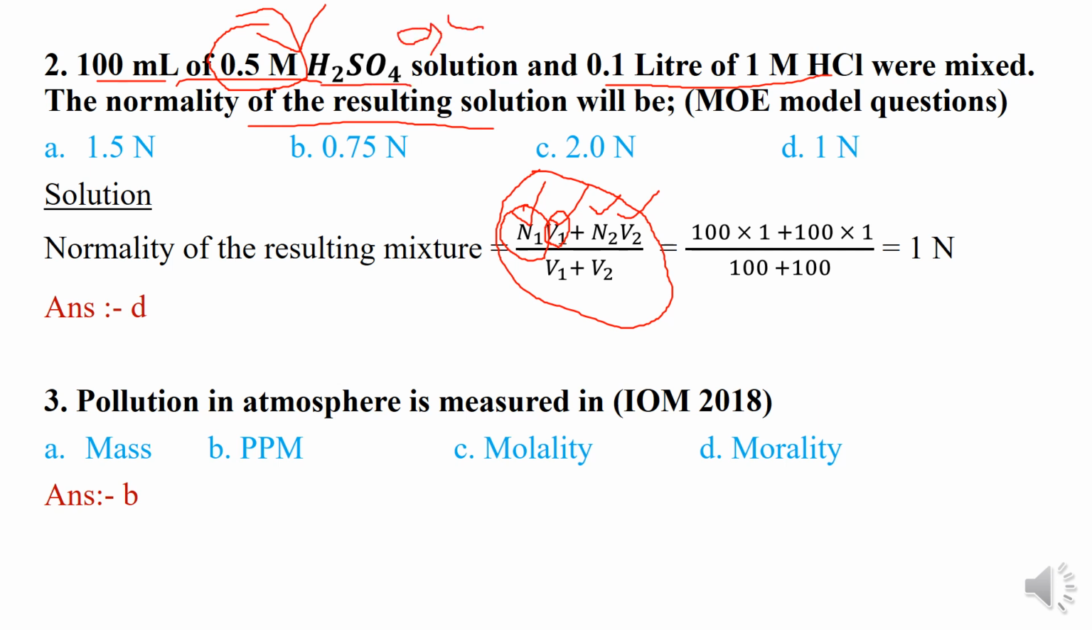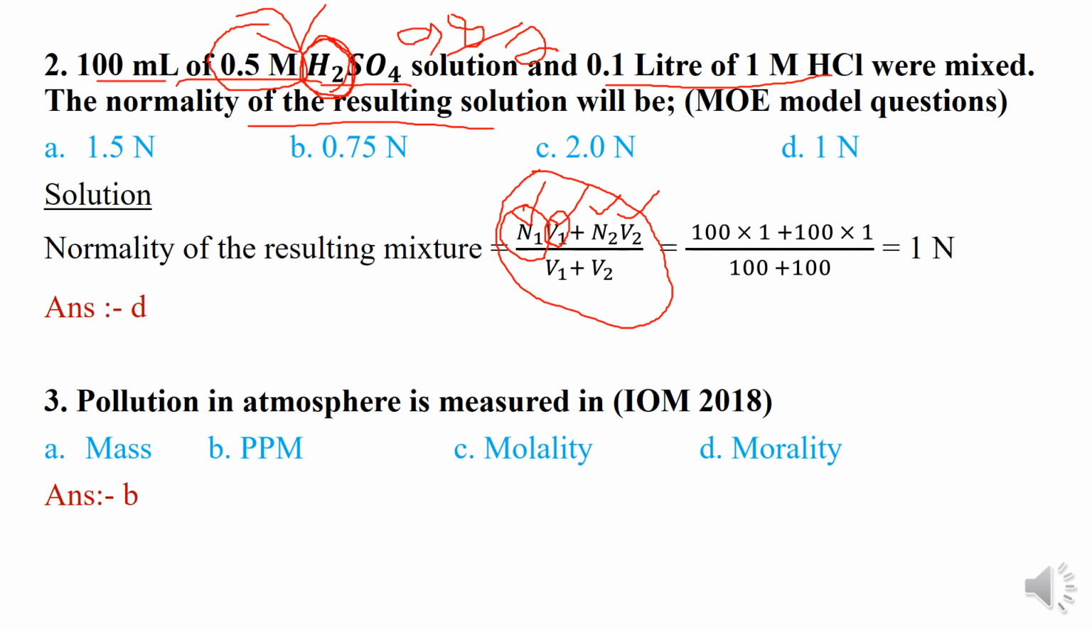And what is the basicity? That is S2, means 2 number of replaceable hydrogen. So basicity will be 2. 98 divided by 2 will be 49. So 49 is the equivalent weight. And if we divide the molecular weight by equivalent weight, then 2 is obtained.